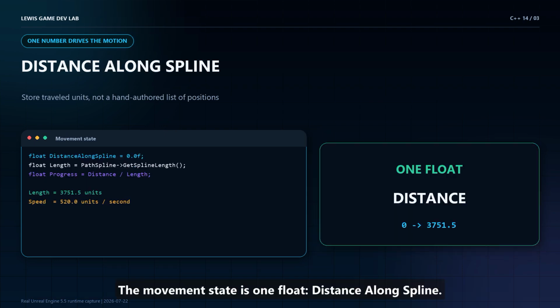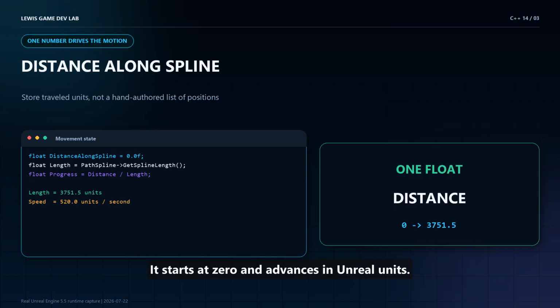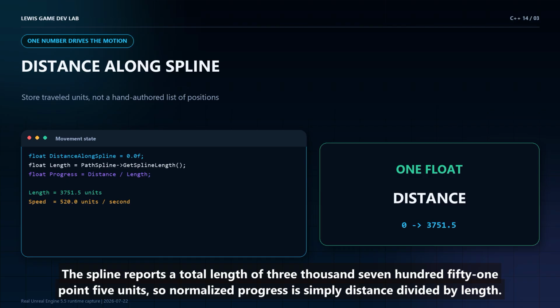The movement state is one float, distance along spline. It starts at 0 and advances in Unreal units. The spline reports a total length of 3,751.5 units, so normalized progress is simply distance divided by length.